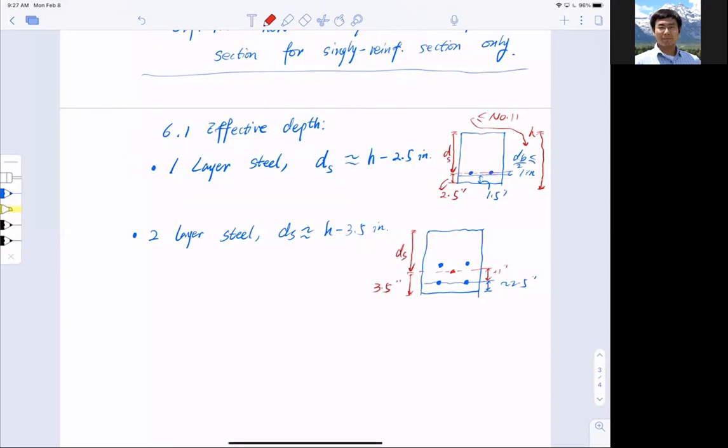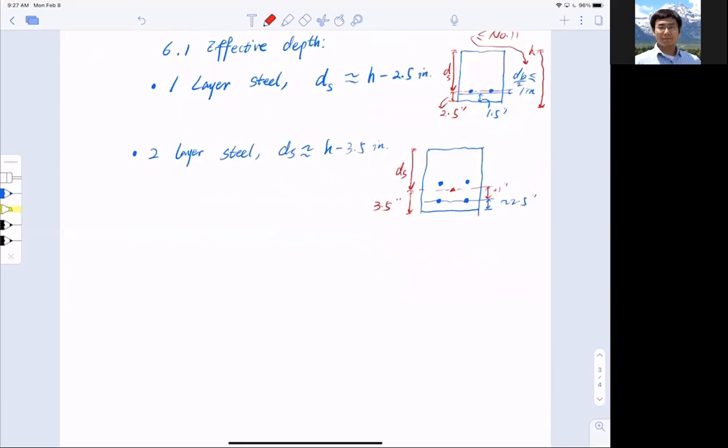All right, so why is this crucial? Because when you are not given the area of reinforcement, you need to assume an effective depth to proceed with the calculation. So for one layer, if you estimate it, use 2.5 as the cover. If it's 2 layers, use 3.5. You may ask, Bob, I start with one layer, end up with 2 layers. What do you do? You substitute as 2 layers with the actual concrete cover to rerun the calculation.